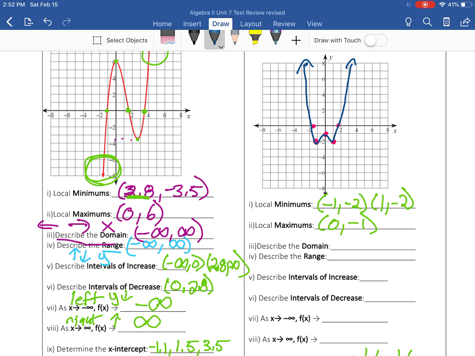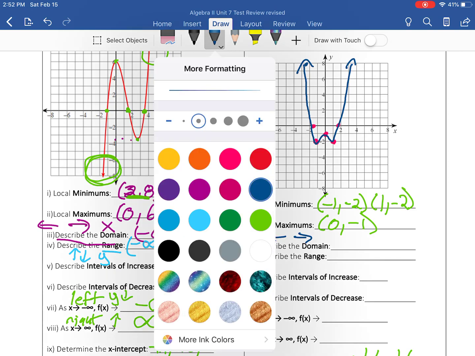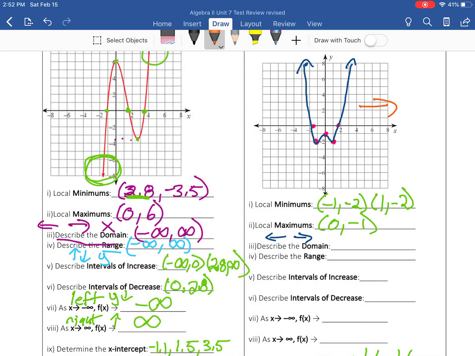Okay, now I start looking at things like domain. My domain is going to be to the left and to the right. I look at this, it doesn't start and stop. It keeps going. These arrows keep going to the right and to the left. It doesn't start or stop. So my domain is going to be from -infinity to +infinity.